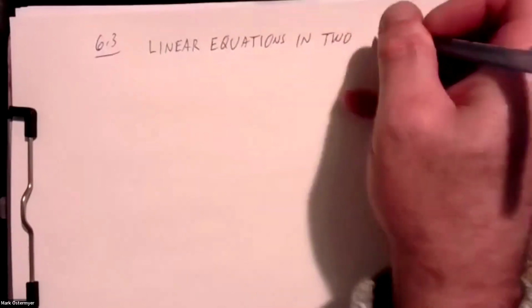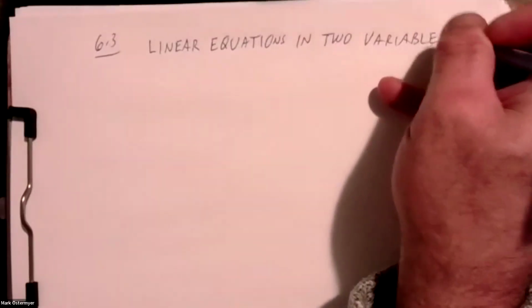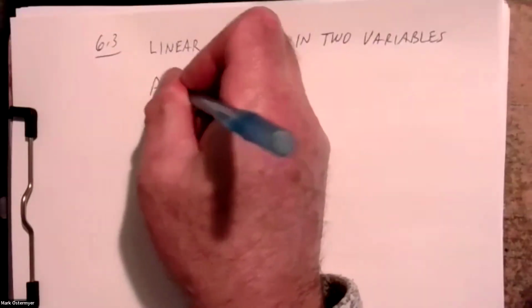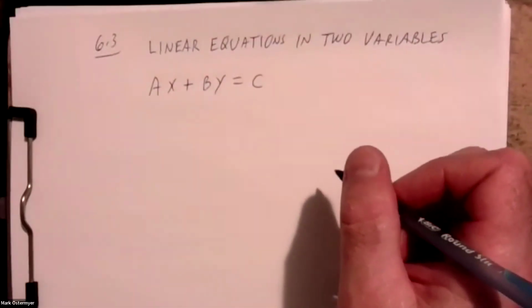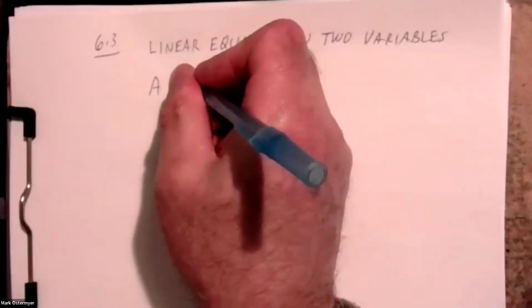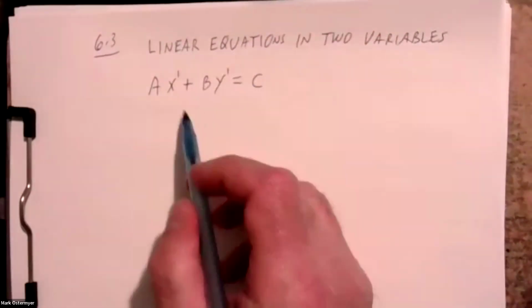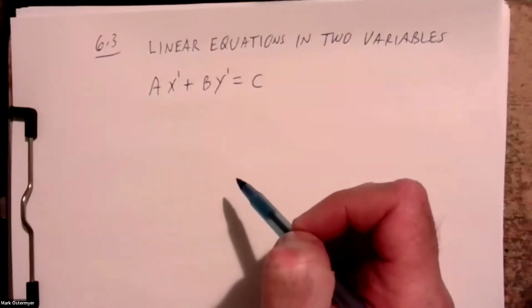Not 1 variable, but 2 variables. And in general, these linear equations look like this, where A, B, and C are just any real numbers, and X and Y are the variables. Because X and Y are raised to the first power, we call this a linear equation in X and Y. A linear equation.